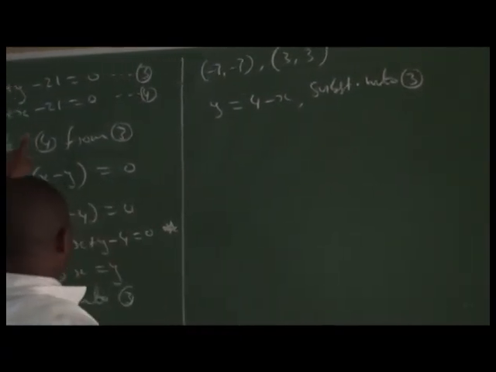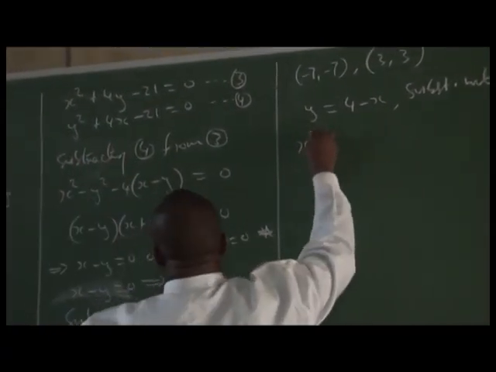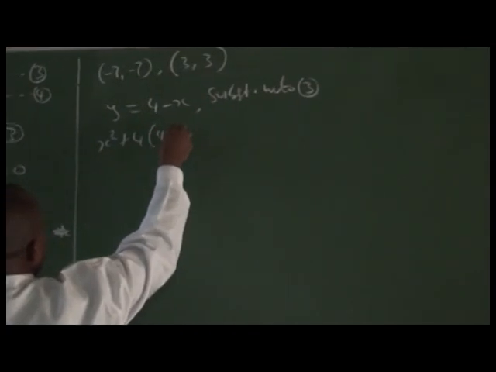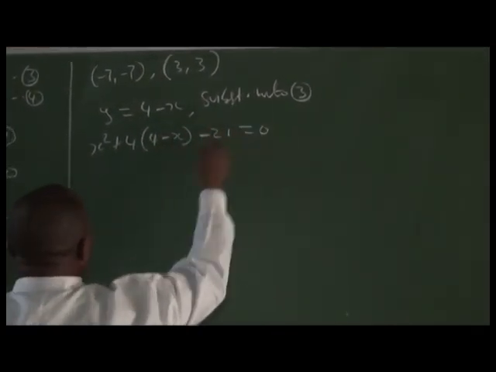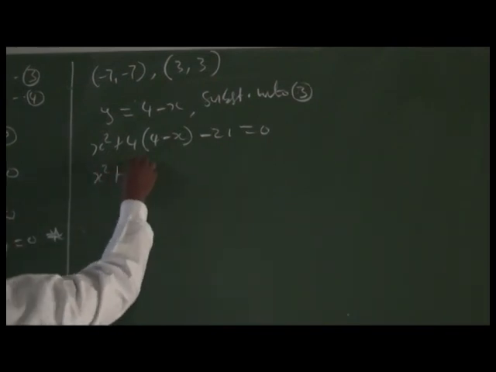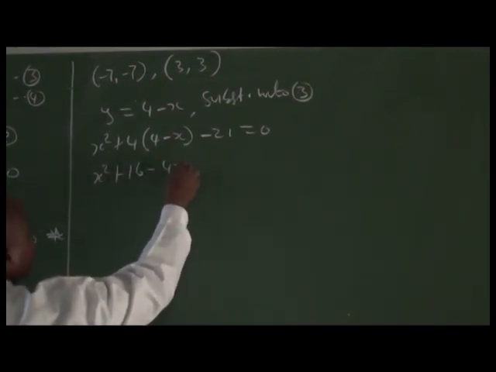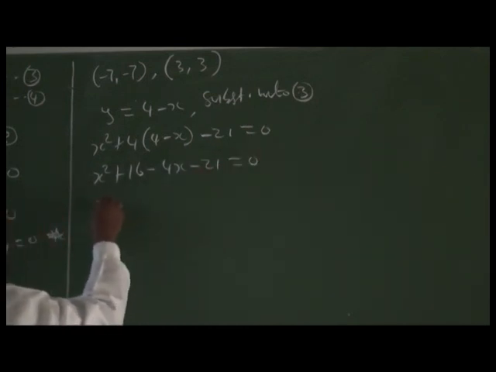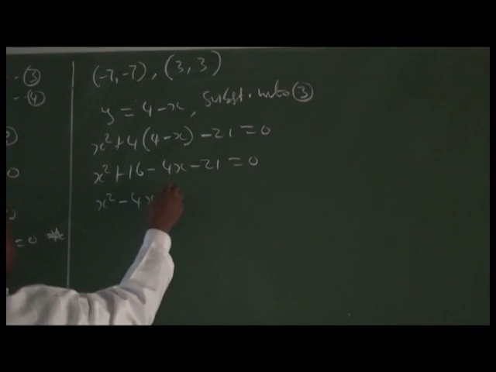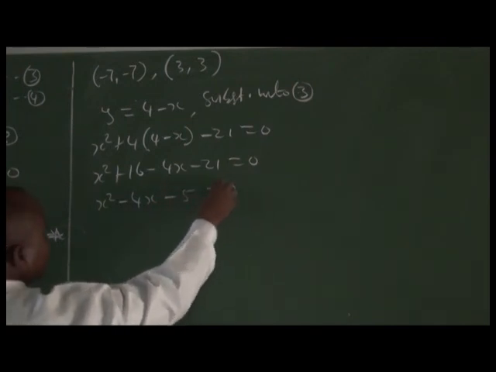That's the one I will use. So we have x squared plus 4 minus x minus 21 equals 0. This gives me x squared plus 16 minus 4x minus 21 equals 0. So x squared minus 4x minus 5 will be equal to 0.